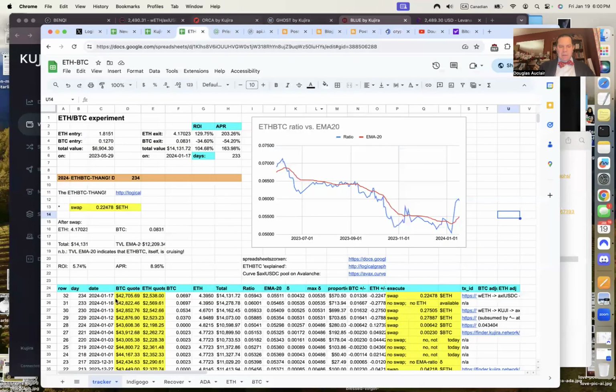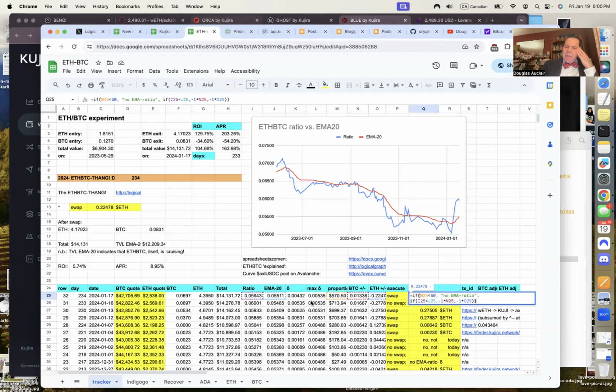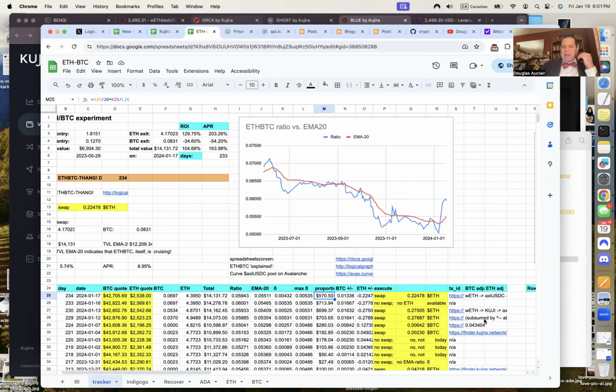I track the Bitcoin prices. I track the ratios. I track the ratio differences. Then it tells me what proportion of my portfolio I can trade that day, which turns into a value of this much Bitcoin or this much Ethereum. My algorithm computes whether I'm selling Ethereum or Bitcoin that day, and then it tells me how much to trade based upon the proportion I have available to trade that day.